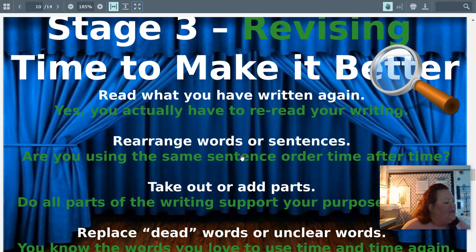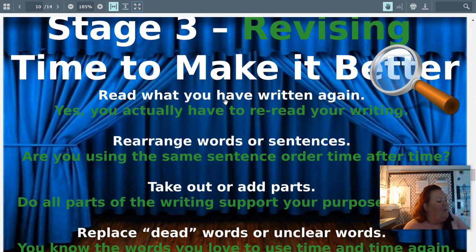Number 23, what do you need to redo in revising? Read what you have written again. You are going to read your draft. You may want to get somebody else to read your draft. Yes, you actually have to reread your writing.